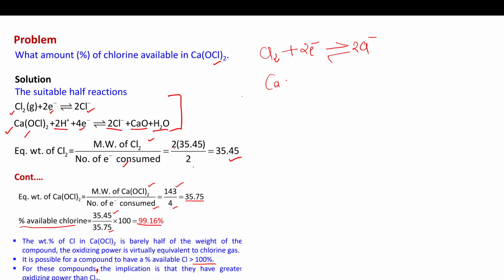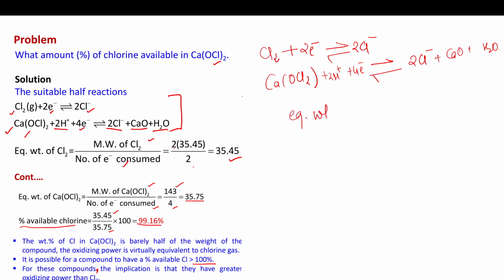If you talk about CaOCl2, then it will give you 2Cl minus, CaO and H2O. So to balance the equation, this would be the case. This happens in the presence of H plus. So this redox reaction can be balanced by addition of 4 electrons on the left hand side. So how will you find out the equivalent weight?